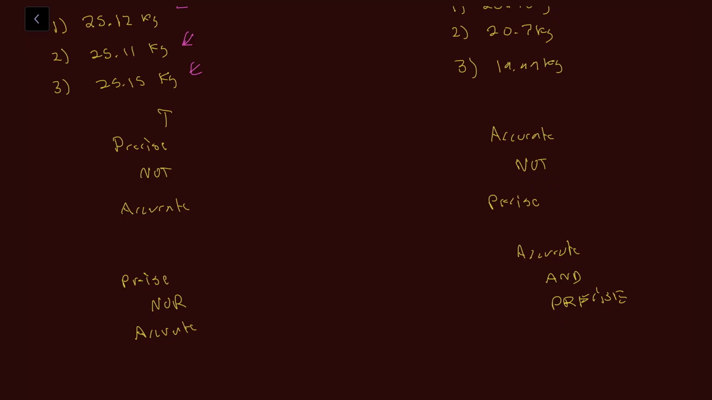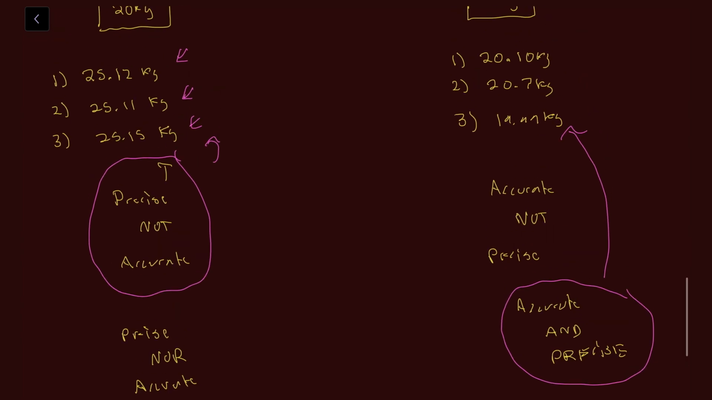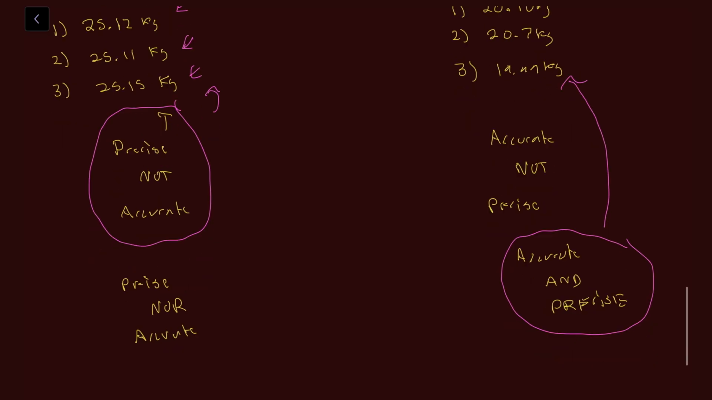Now, we touched on precision but not accuracy with this first example, and we touched on accuracy and precision with this second example, because as you can see, these numbers are all consistently close to one another. So that is both accuracy and precision.